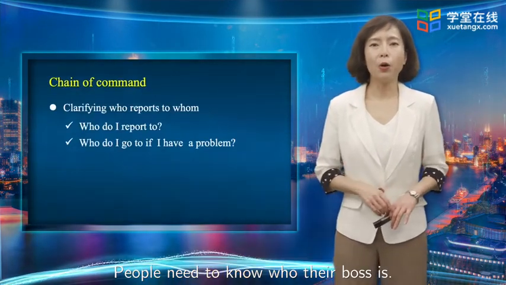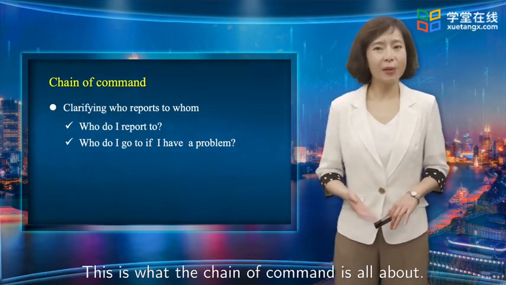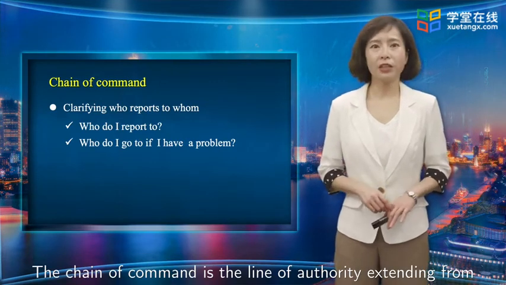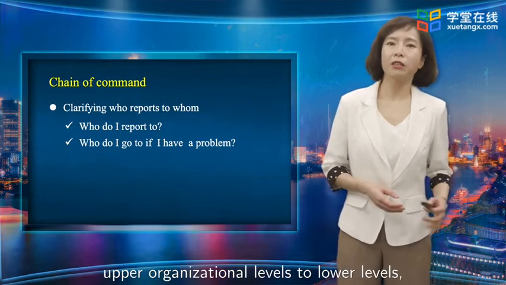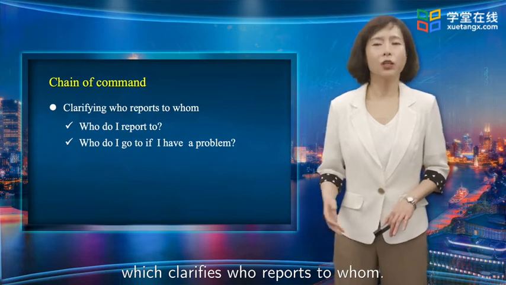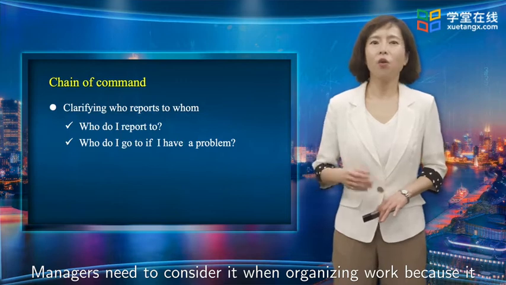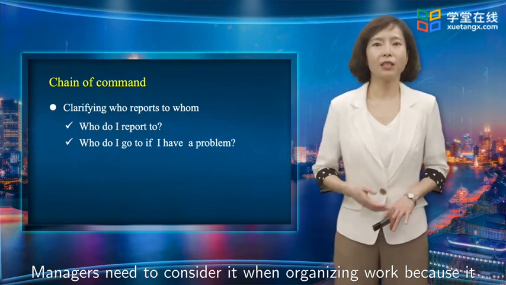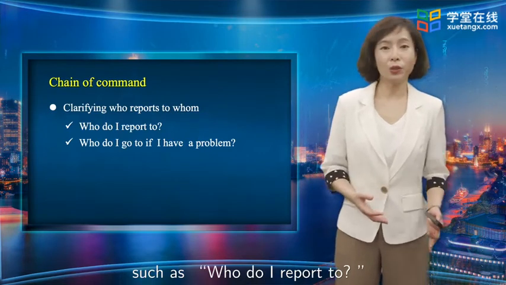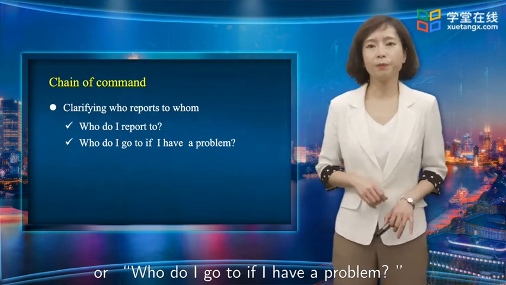People need to know who their boss is. That is what the chain of command is all about. The chain of command is a line of authority extending from upper organizational levels to the lower levels, which clarifies who reports to whom. Managers need to consider it when organizing work because it helps answer employees' questions such as who do I report to, or who do I go to if I have a problem.